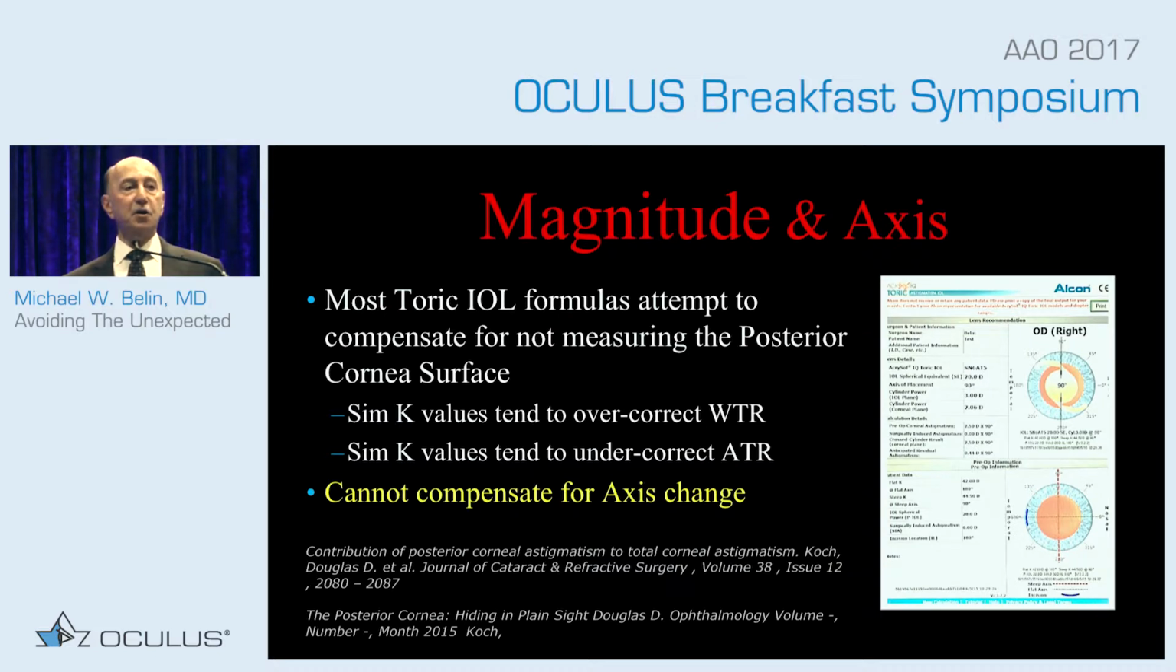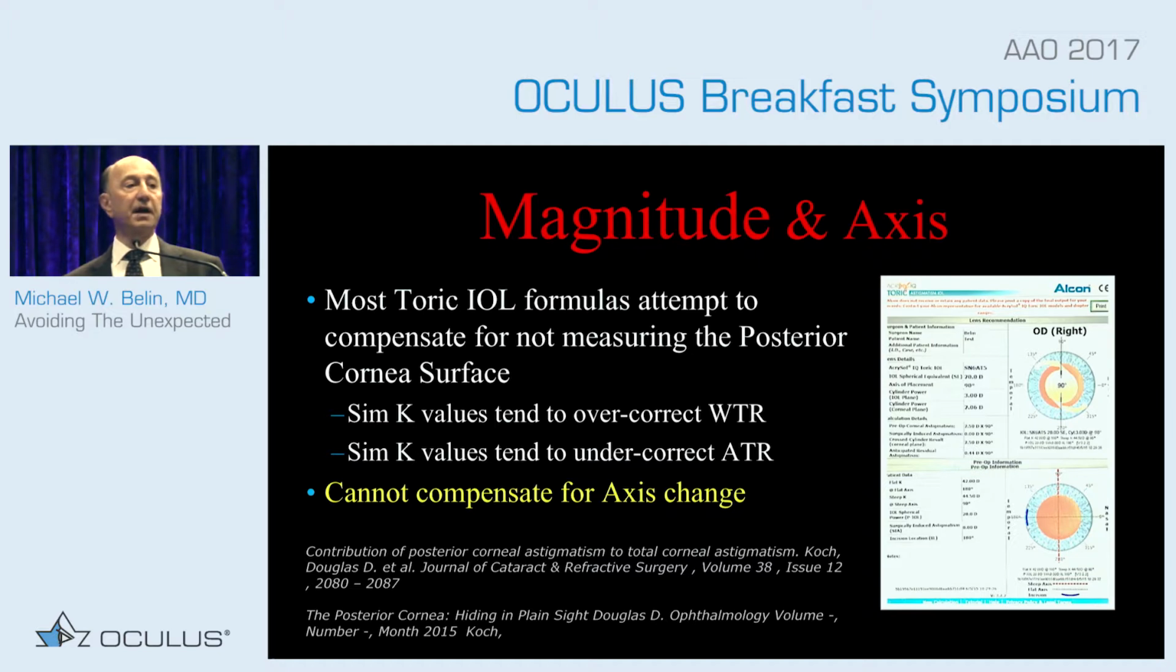It does a better job by not assuming a constant relationship, but still makes assumptions about the posterior surface. And there have been a number of papers now showing that SIMK values, again taken just from the anterior surface, overcorrect with the rule, and tend to undercorrect against the rule. The biggest thing I always tell my residents when I'm proctoring them for cataract surgery is that regardless of what formula you use, they cannot compensate for the axis change. And we'll go over that later.